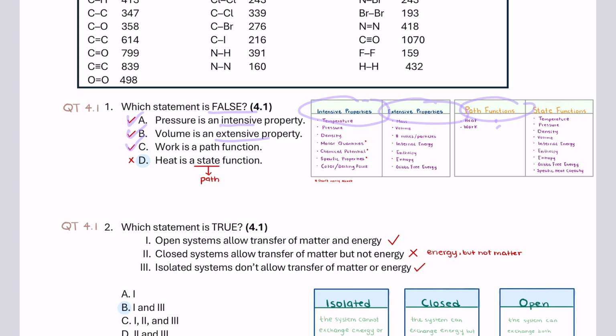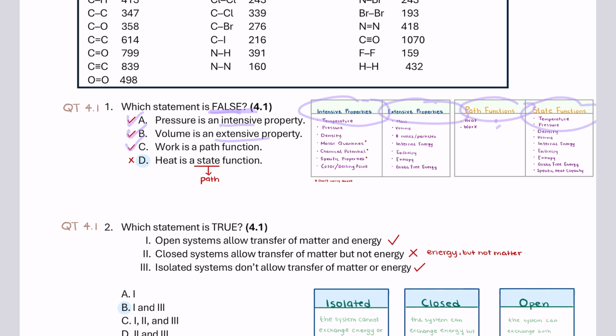Finally, D says heat is a state function. So this is where we find the false statement. Heat is not a state function. Like work, heat depends on the path taken to get from one state to another.